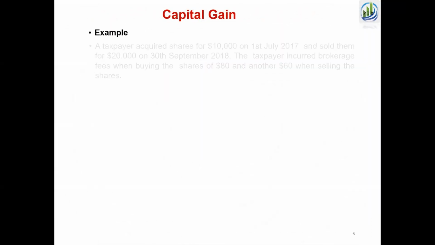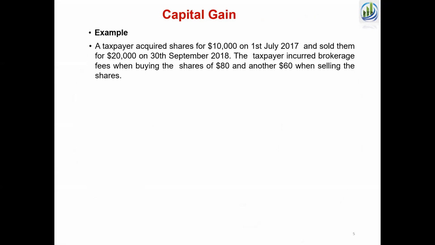Capital gain example. You can see here, the taxpayer acquired shares for $10,000 on 1st of July 2017, and sold them for $20,000 on 30th of September 2018. The taxpayer incurred broker fees of $80 for buying the shares, and another $60 for selling the shares. So when we calculate the capital gain, how are we going to do it? Step number one, how much are our capital proceeds? Capital proceeds are $20,000. How much is our cost base? $10,000 plus $80 and another $60.